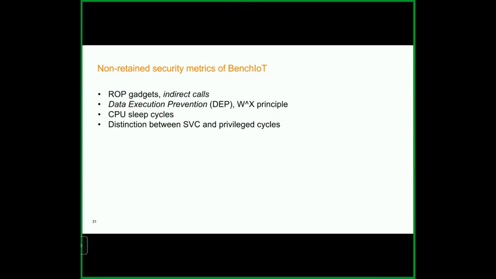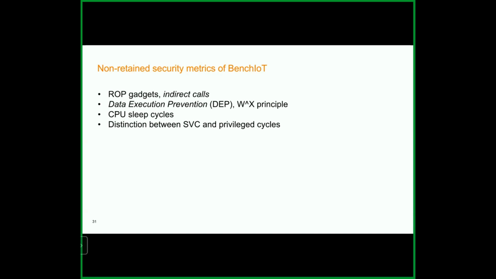And finally, we didn't retain some other metrics that are used in other security benchmarks, because they are not relevant for our use cases. So the ROP gadgets and indirect calls, we block them with Pip, so they are not relevant, and the number of them is not relevant either, because we are using functional programming, so we have a lot of gadgets. Data execution prevention and the WXRX principle are local security policies that can be used with Pip-MPU, so there are no means to compute it.